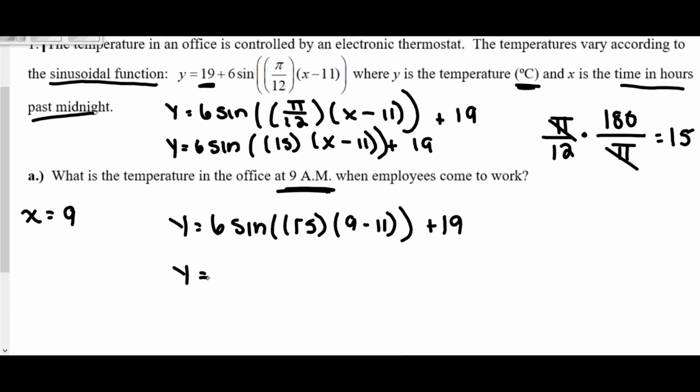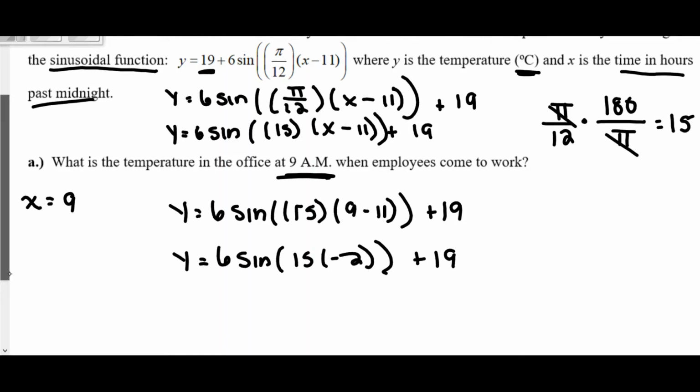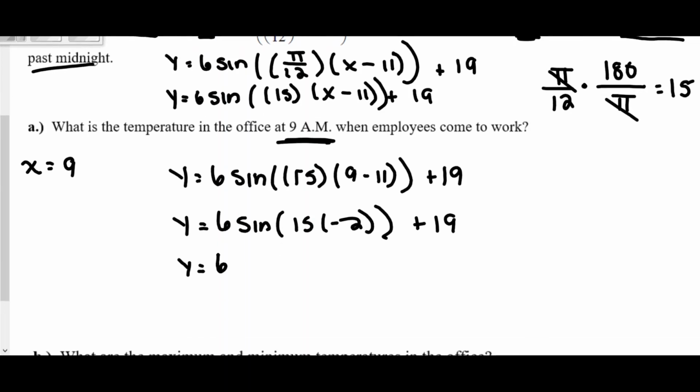So all you're going to do is start plugging and chugging. So 6 sine 15 times negative 2 plus 19. Y equals 6 sine of negative 30 plus 19. You can just plug this into your calculator, but it's so important that it's not in radians and we changed it to degrees. You should only be in radians when we're doing graphing. We're not graphing anything. We're just applying some ideas of graphs, so you should be in degrees.